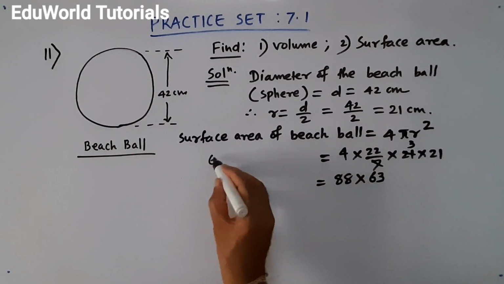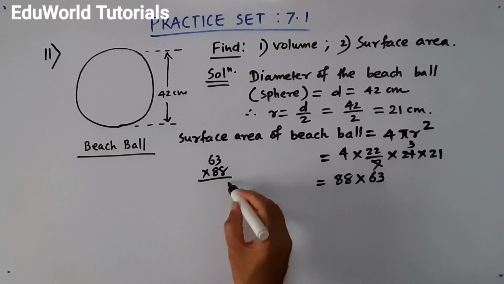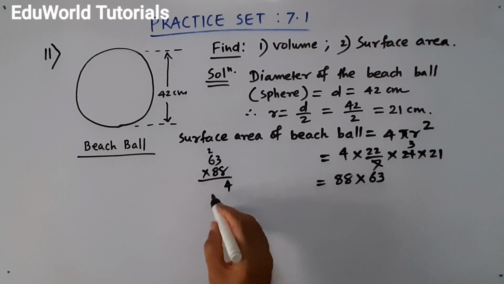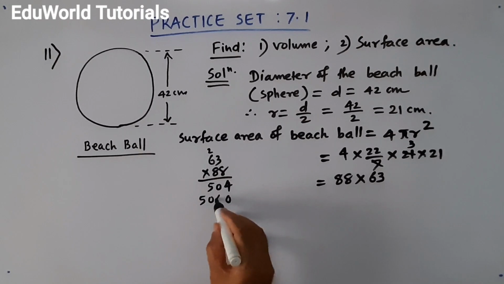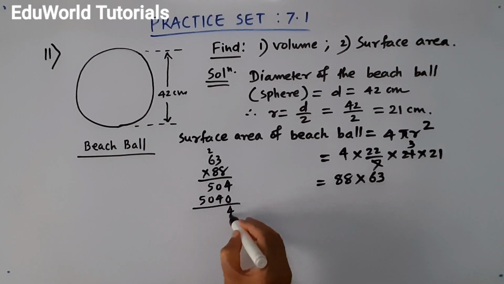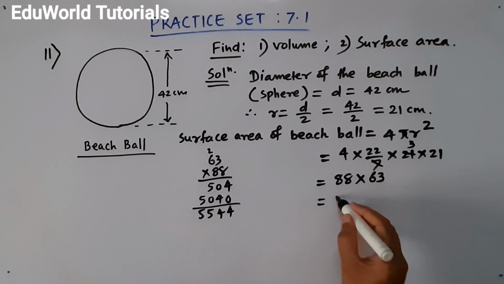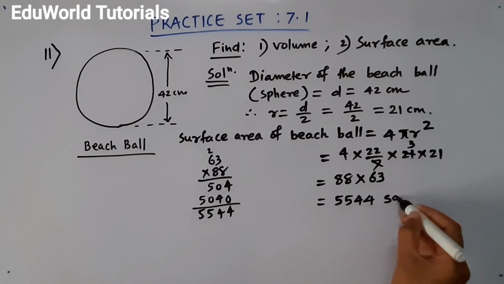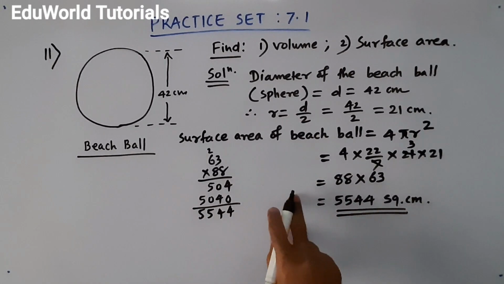Okay, so 63 multiplied by 88. 8 3s are 24. 2 carried, 6 8s are 48, plus 2 is 50. Again put a 0 and write 504. Add them, 4 4 5 5. So the final answer is 5544 square centimeter is the surface area of the beach ball.